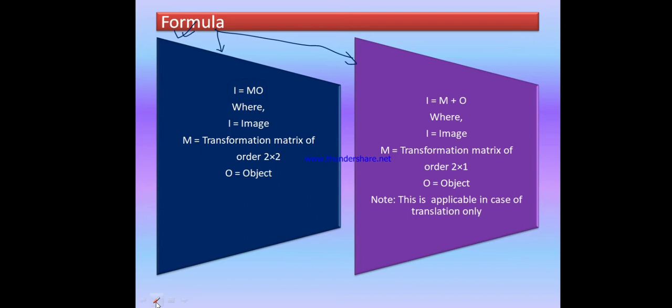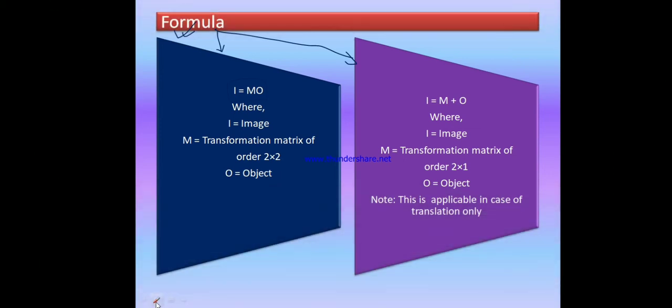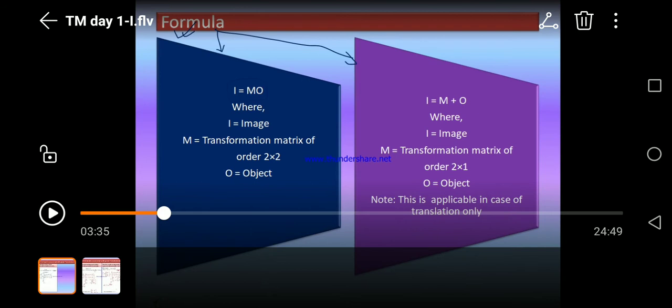But normally I equals M plus O has very rare use, and here the note is also written. This is applicable in case of translation only. In case of translation only, this formula I equals M plus O is useful, but in other cases like reflection, rotation, and enlargement, we'll use I equals M times O. So what we have to understand is that the image will also be written in matrix form. M itself is a matrix called the transformation matrix, and O stands for object, and all three elements are in matrix form. So besides knowing all those coordinate formulas for the formation of images, you have to learn these two formulas, I equals MO and I equals M plus O.